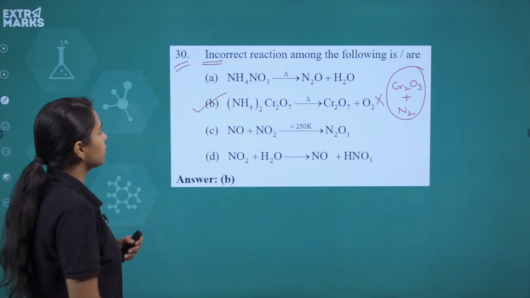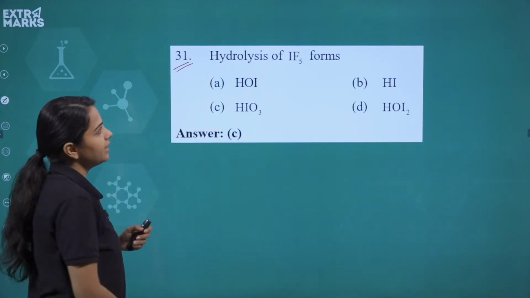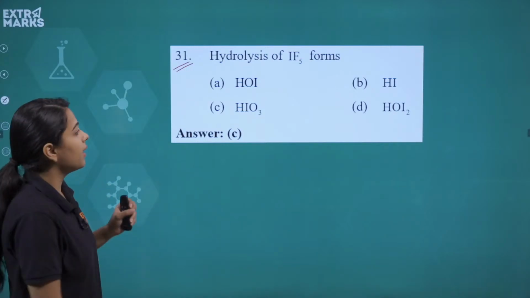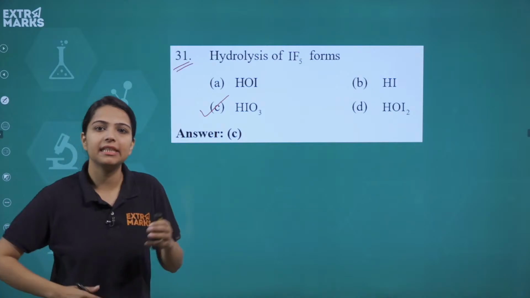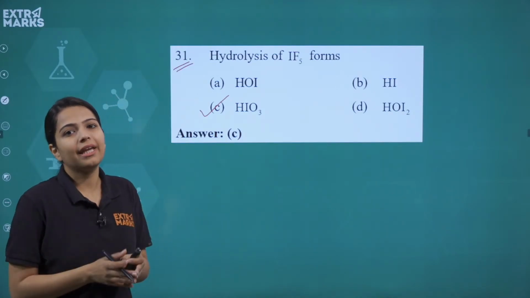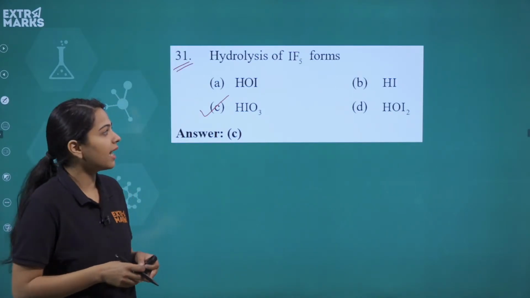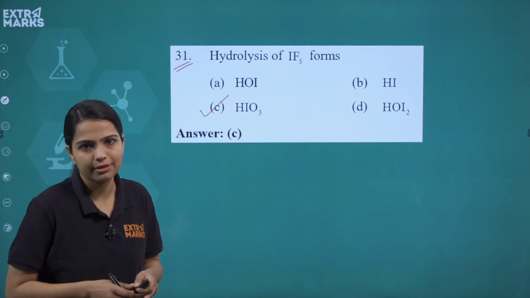Moving on, question number 31. Hydrolysis of IF5 forms periodic acid, which is HIO3. When IF5 is basically hydrolyzed using water, we get the periodic acid where iodine is in +5 oxidation state.